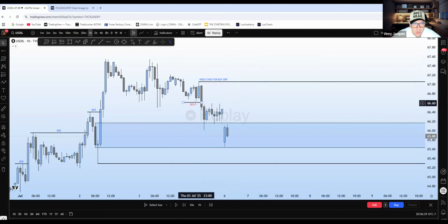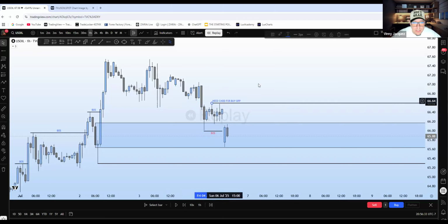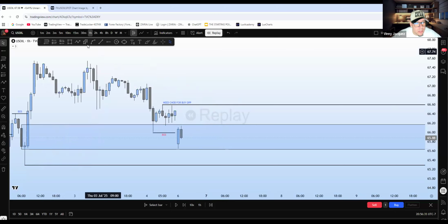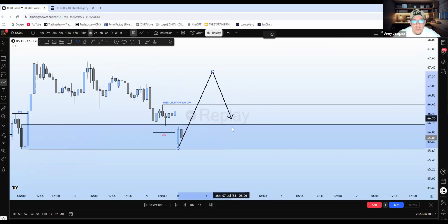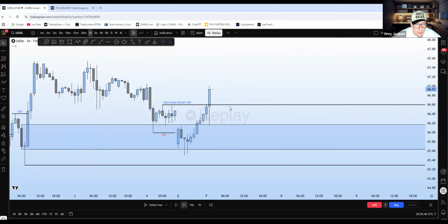We have another break of structure to the downside, so let's go ahead and adjust. This is my change of direction now. So now I'm anticipating the market to go ahead, give me this change of direction so we can now participate and continue the buys. Let's see if that happens. Boom.